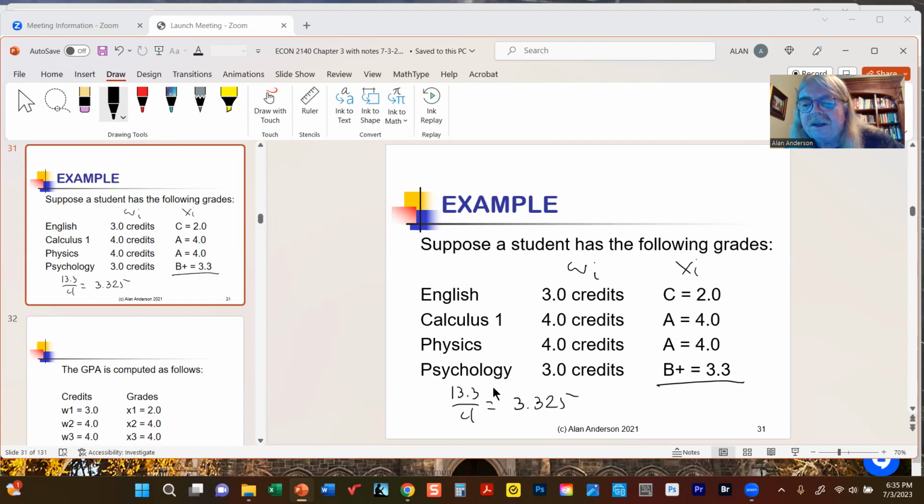Why is this happening, by the way? Because you did the best in the classes that had the highest number of credits. So your actual GPA is higher than a simple average. If it had been the other way around, though, then this approach would have given you a higher GPA. So it comes down to doing your best in the high credit classes. So anyway, now we know how GPAs are calculated.